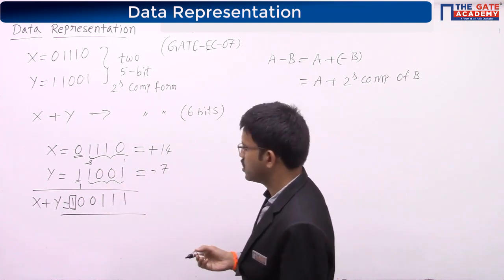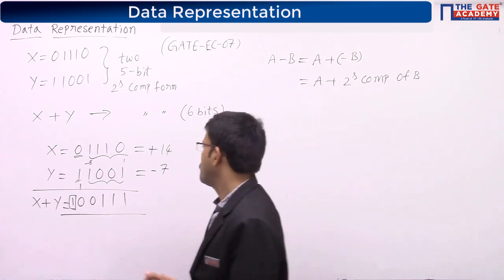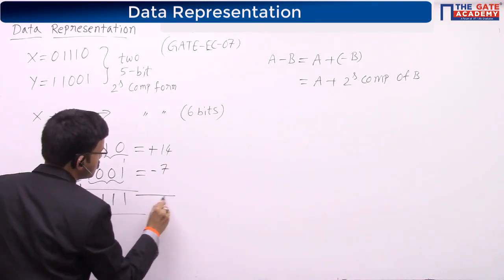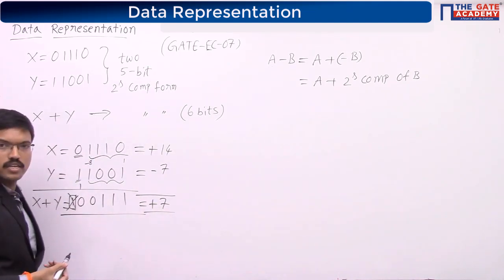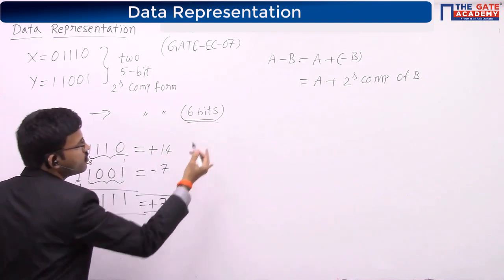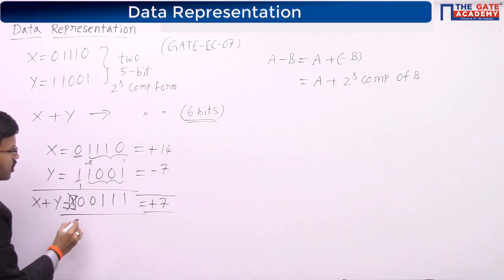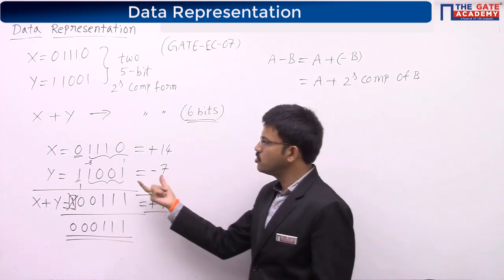Actually you are subtracting two numbers, 14 and 7. So the resultant value is plus 7. That's why I have ignored this particular carry. But here the question is, we want to represent it with 6 bits. So what will I consider? I will place 0 here. Here actually we are doing subtraction.